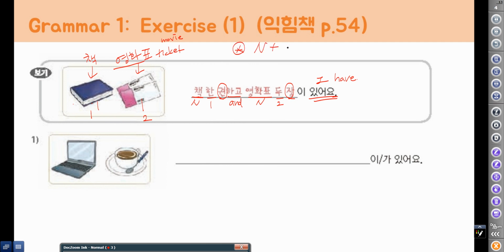So remember this one. Noun, native Korean number, and counter. 하고, the same thing. Okay.